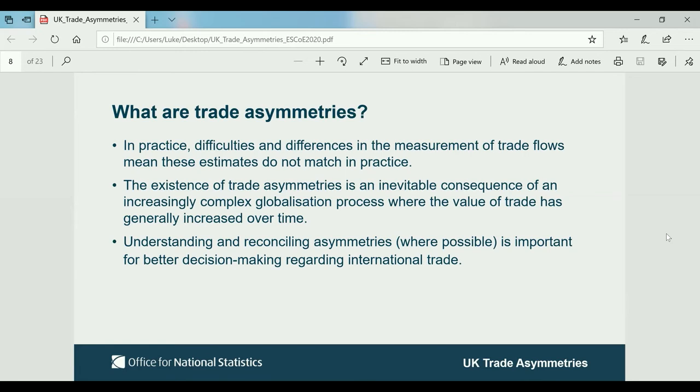Why is this important? Well, of course, understanding and, where possible, reconciling asymmetries is important for better decision making regarding international trade. At the moment, for the United Kingdom, that's particularly relevant in the context of firstly the EU referendum vote and now Brexit and ongoing trade negotiations.